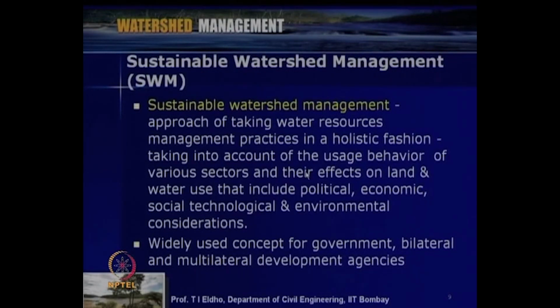In a brief way we can say that sustainable watershed management means that, as far as the various resources within the watershed are concerned, we are looking to a holistic development by considering the ecological aspects and the environmental aspects, so that whatever developments are presently taking place should not affect the development that can happen in future. So, that is the concept behind sustainable watershed management.